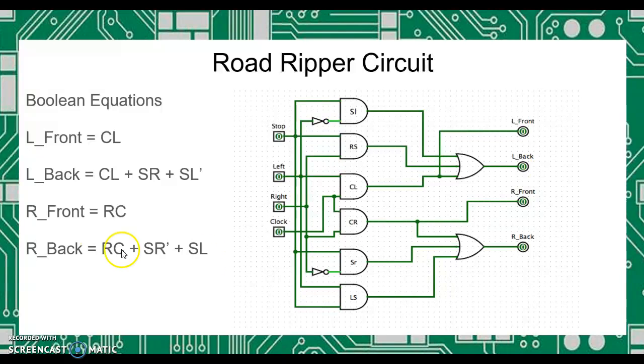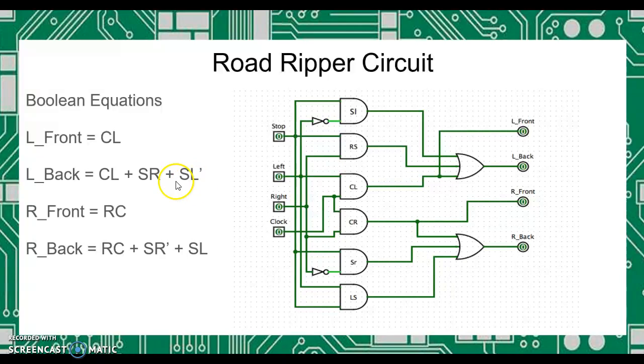For our left back, we have 3 terms, so we're going to go through 3 gates. We have our clock left, which is going to come here into this OR gate. Remember that the 2 together is AND. If we have the plus symbol, then that means OR. So we have clock left or stop right or stop left not. So stop right, we need to take our stop over here and our right, and we have our AND gate, which is feeding into our OR gate here.